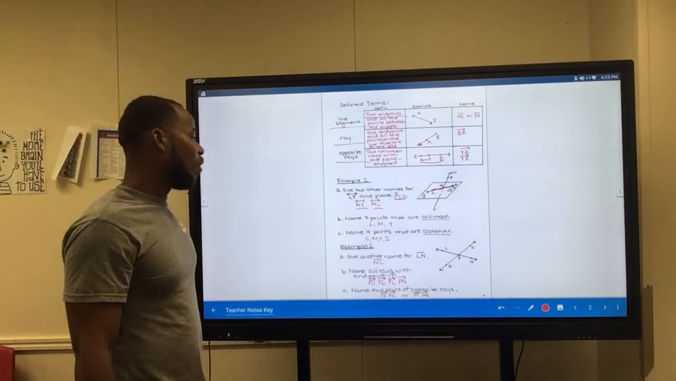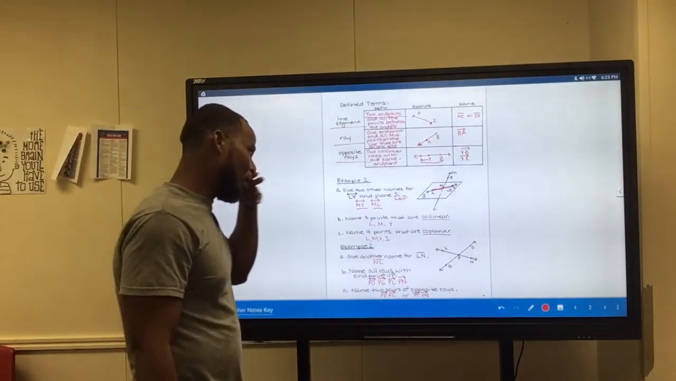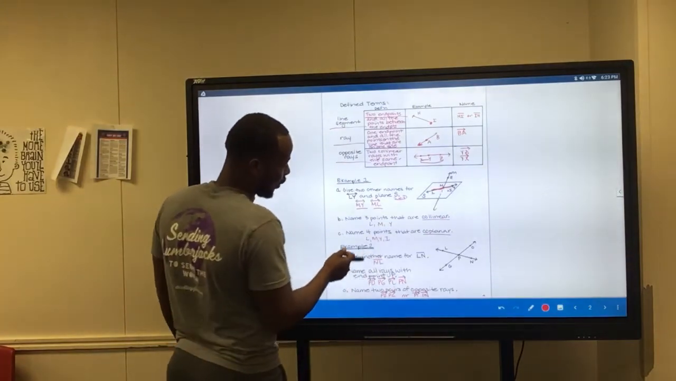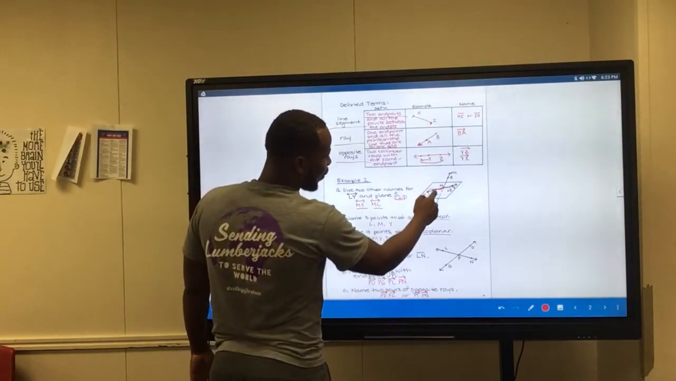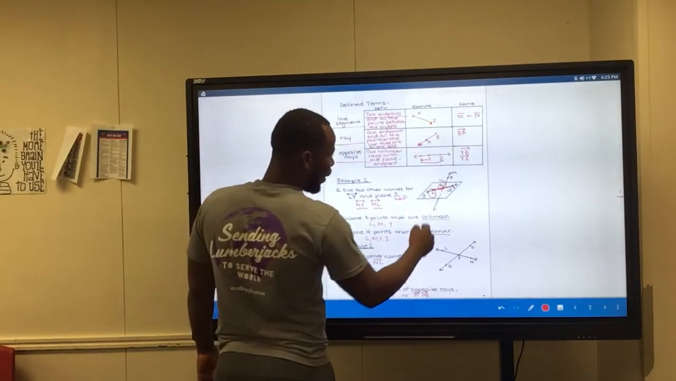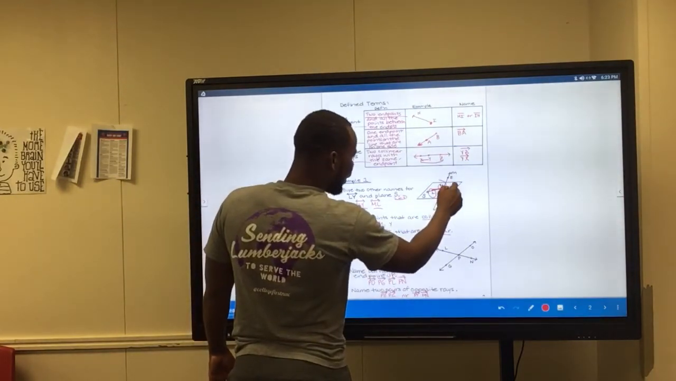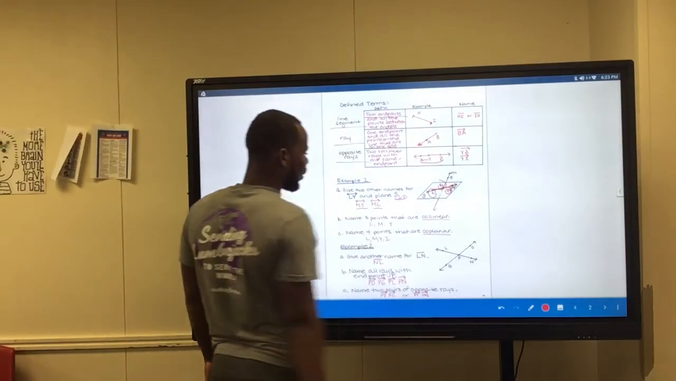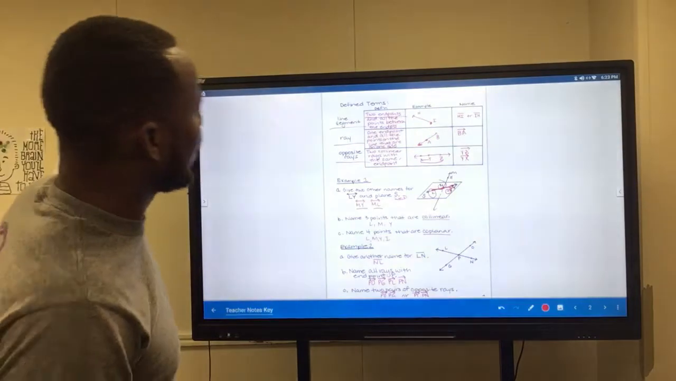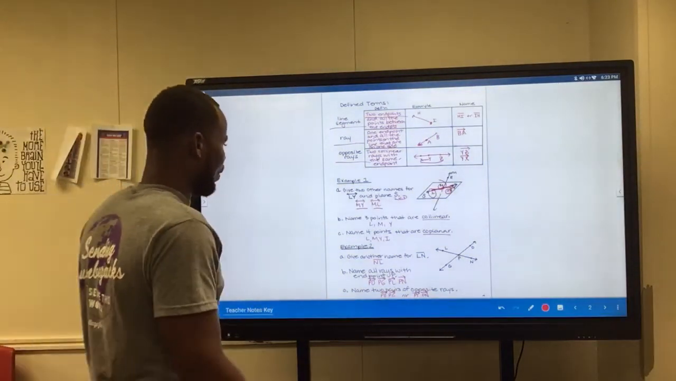Name four points that are coplanar. So four points that are coplanar are L here, M there, Y there, and this. So remember, I'll put the notes there. If you don't understand what I'm doing, read it.